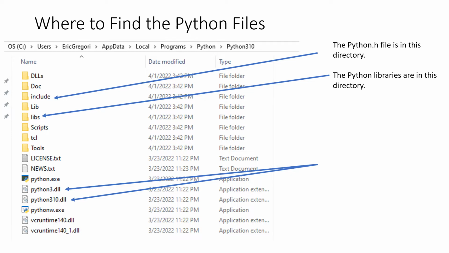Of course, you may not be Python 3.10. Your version of Python might be something different. If it's 32-bit Python, it'll say something like Python 39-32. It'll have a -32. So in this directory, please take note of that include folder, that libs folder, and those two DLLs that are highlighted here. You will need to come back to this while you're setting up the project in Visual Studio.